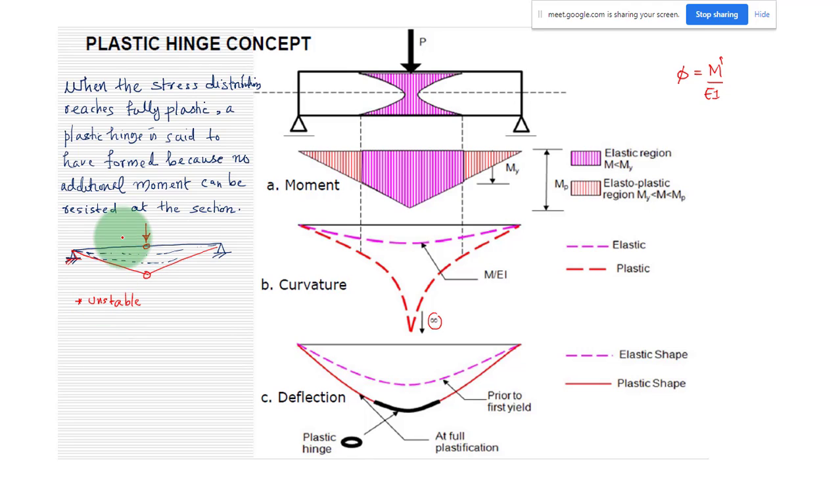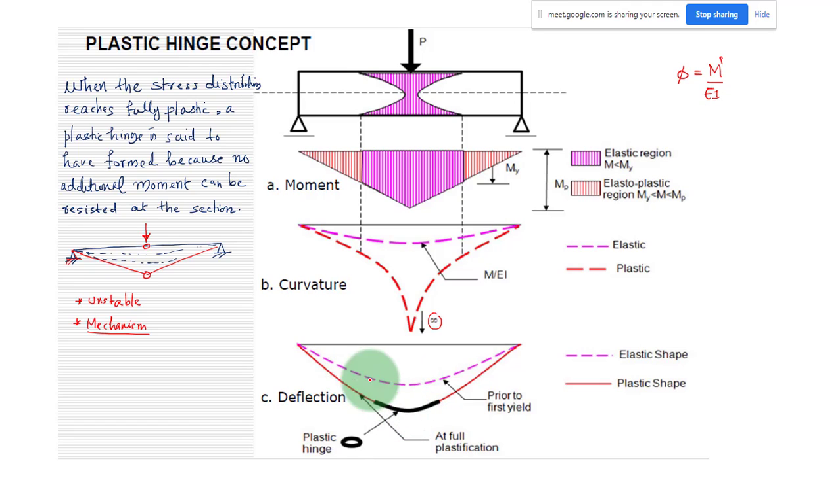And this unstable state of the structure we will be calling the mechanism. That is the term we will be calling the mechanism. So this we'll discuss later on in detail. If your beam has reached this stage, then you will say that it cannot take any more load. It is a limiting stage, and if you apply any further load, it will collapse. And that state of your structure will be called the mechanism.